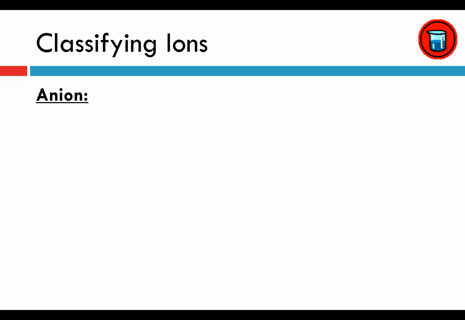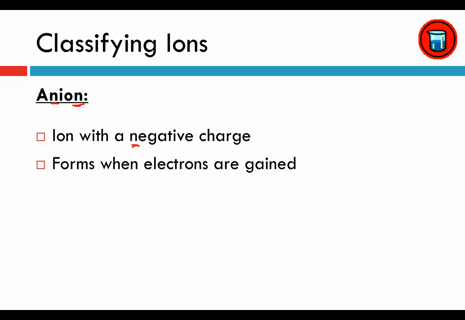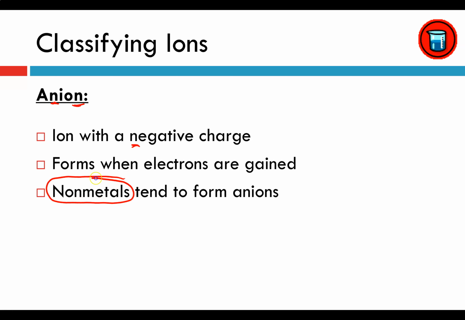All right, anion. Ion with a negative charge. Negative starts with N. There are 2 N's in anion. That's how we keep that straight. Forms when electrons are gained. So there are elements that will pick up these negatively charged electrons, giving them an overall negative charge. Nonmetals tend to form anions. So those were the elements that were colored red a couple of slides ago.